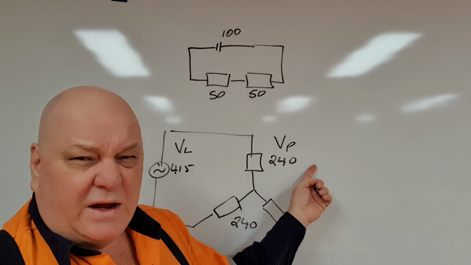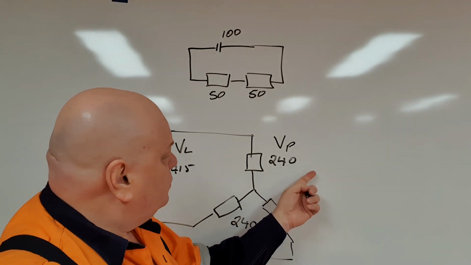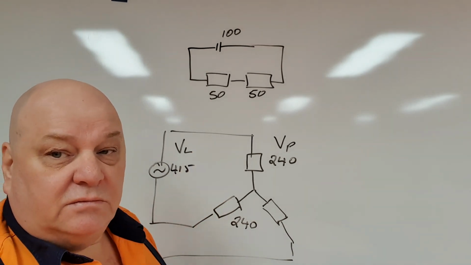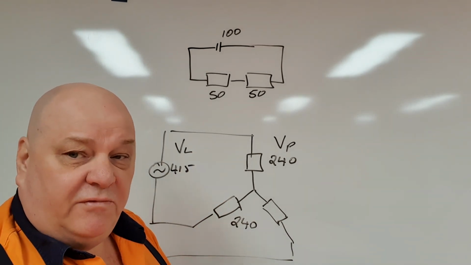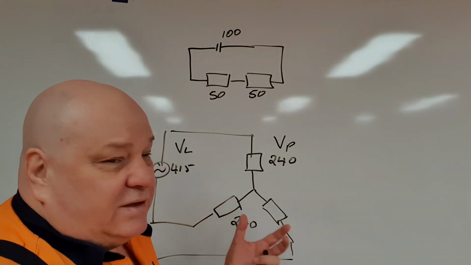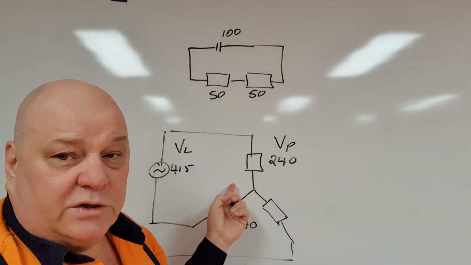So we know what phase voltage is. We know that's phase to earth. Line voltage is simply phase to phase, just a different way of saying phase to phase voltage. So the same principles apply. The same as what applied up here is what's applied down here.